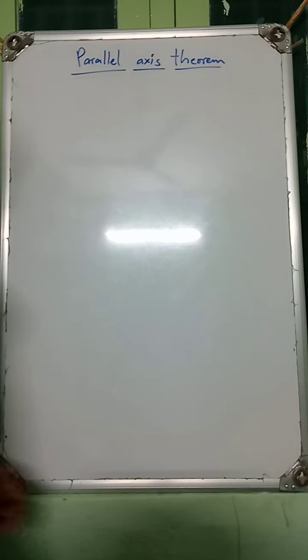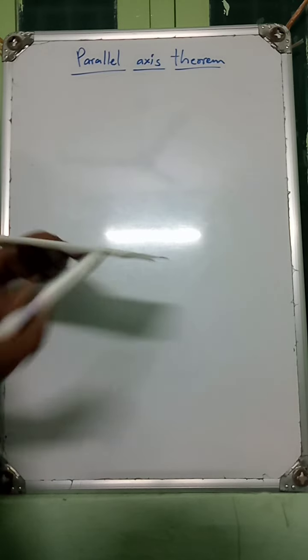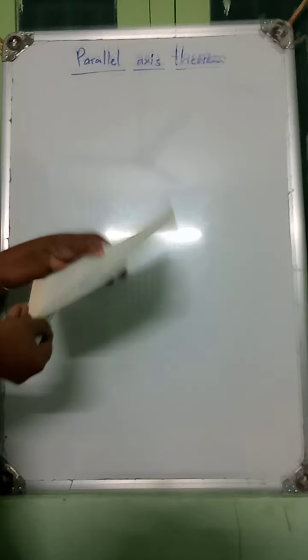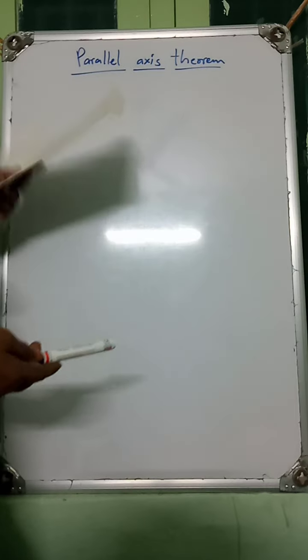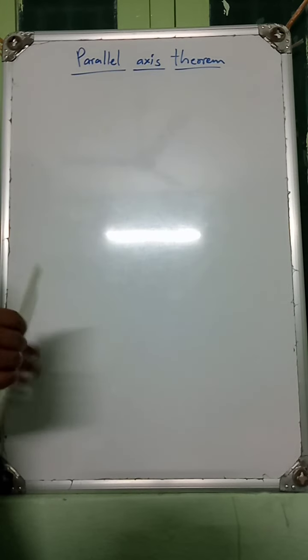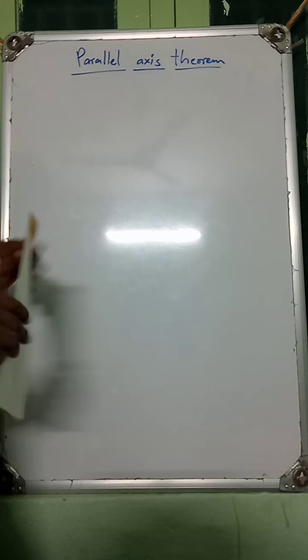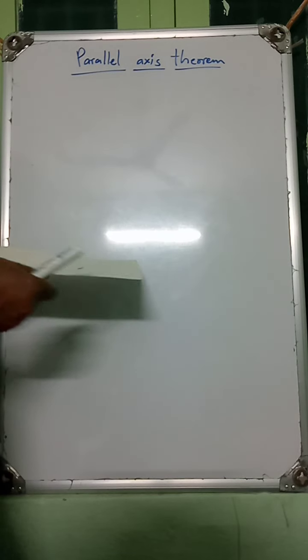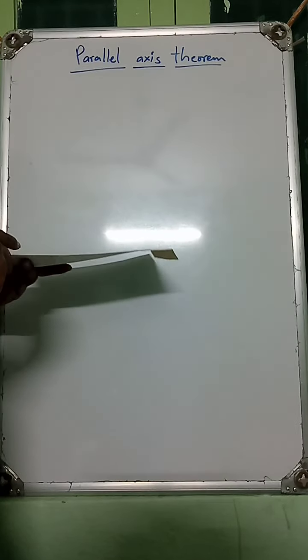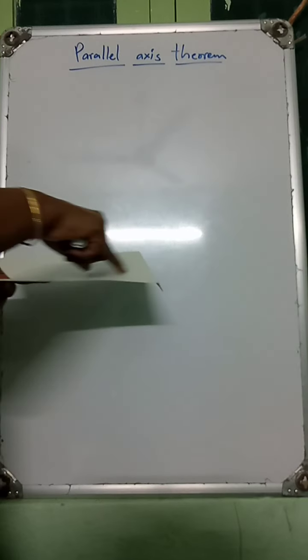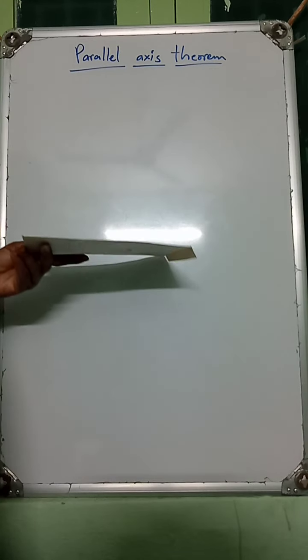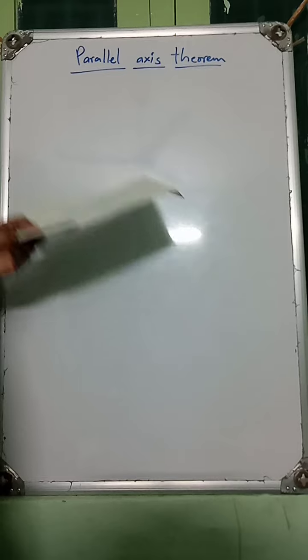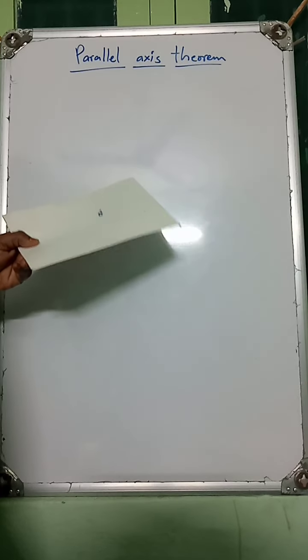Or sometimes they are giving that this lamina is rotating like this. Now calculate the moment of inertia about any other axis, or about an axis perpendicular to its plane. Then you apply perpendicular axis theorem. What is a lamina? If the thickness of an object is negligible when compared to its surface area, that object is called a lamina.